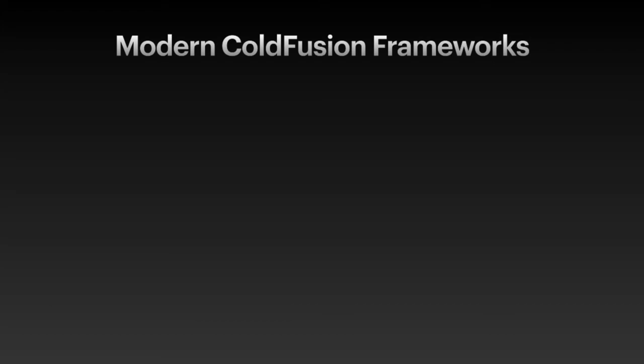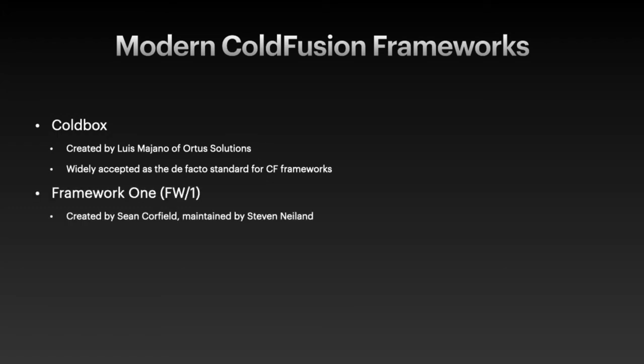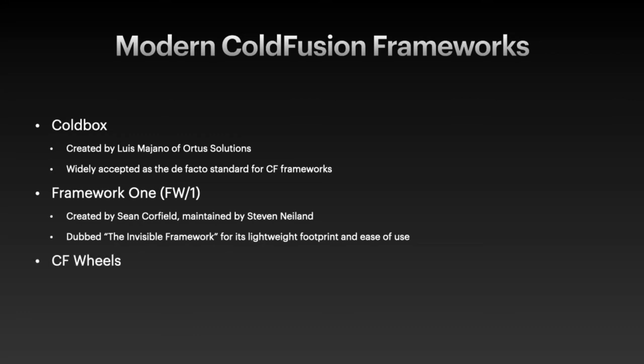Probably the most popular modern ColdFusion framework is ColdBox, created by Luis Mahano of Ortus Solutions, widely accepted as the de facto standard for CF frameworks in 2020. Another major framework is Framework 1, originally created by Sean Corfield, maintained by Stephen Nealand. Framework 1 is dubbed the Invisible Framework for its lightweight footprint and its ease of use. The third major modern ColdFusion framework is CF Wheels. This is an open source CFML framework similar to Ruby on Rails.